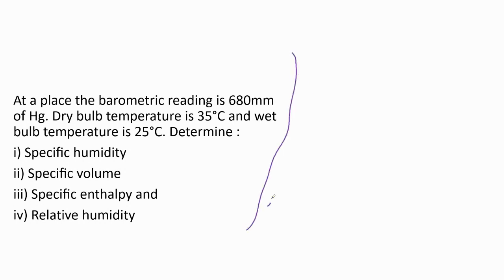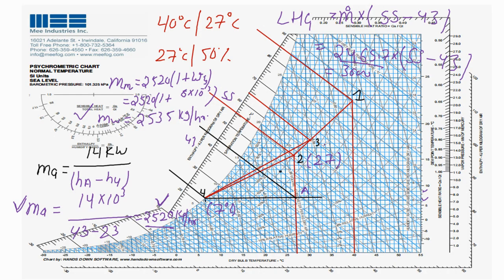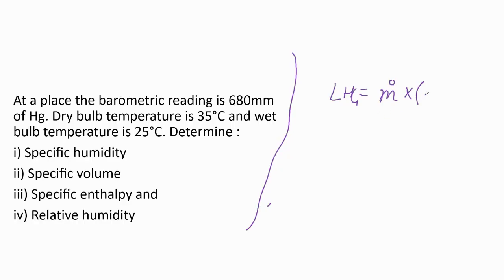चलो यहाँ पे मैं लिख देता हूँ. ठीक है, तो लेटेंट हीट गेन जो हो जाएगा, वो हो जाएगा मास फ्लो रेट मल्टीप्लाइड बाय H2 माइनस HA. ठीक है, H2 माइनस HA.